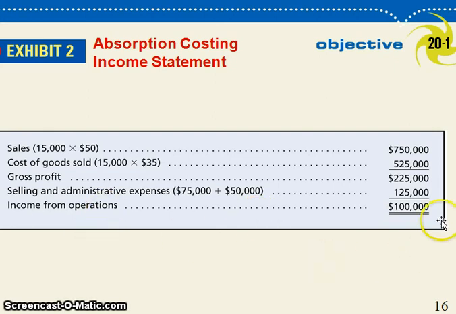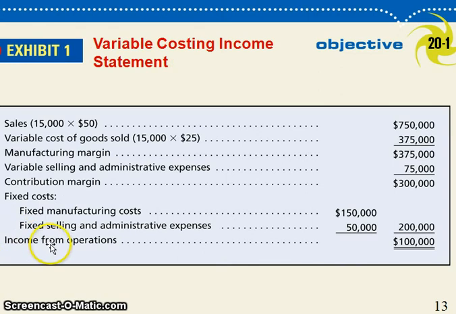You're going to notice that our income from operations is going to stay the same, because all we're really going to do is recategorize what we have here. We're going to look at it from a slightly different perspective. So here we go. Here's a variable costing income statement. What we're looking at here now is we still have the same sales figure. That didn't change. We sold 15,000 units at $50 a piece. But what is going to change is how we're going to look at this. We're going to take out our variable costs first, and then we're going to take out our fixed costs afterward.